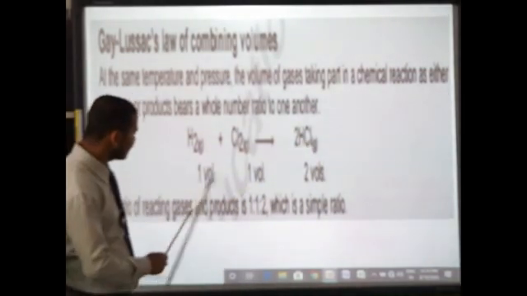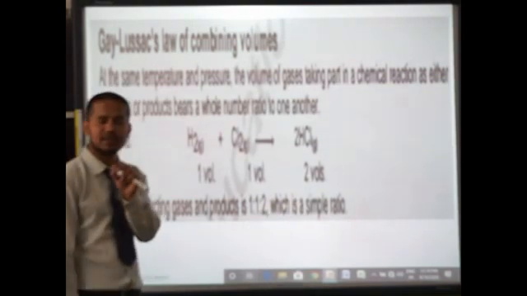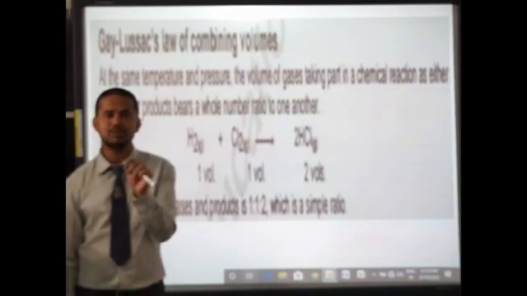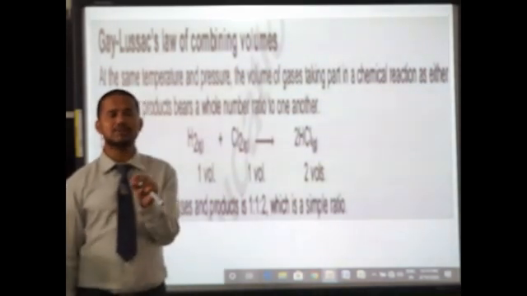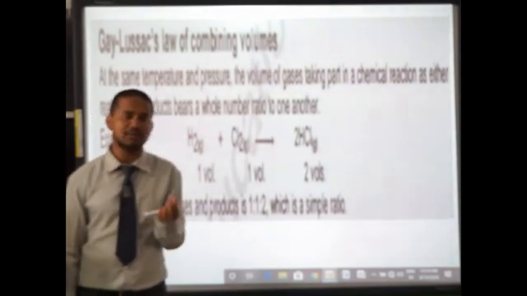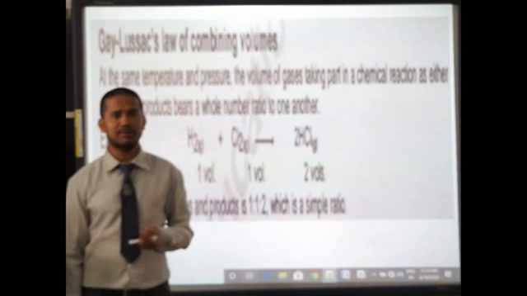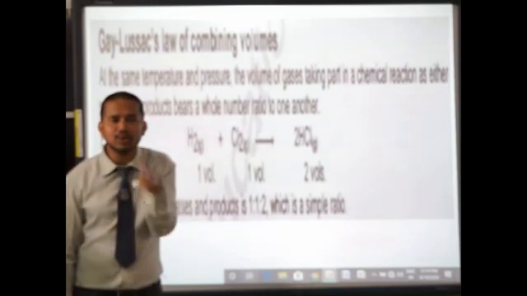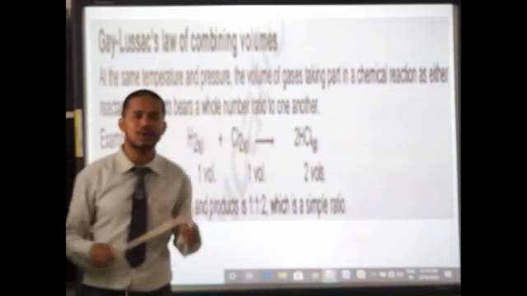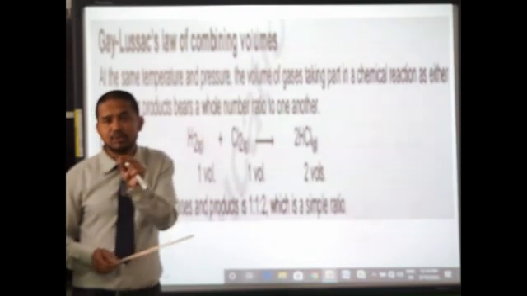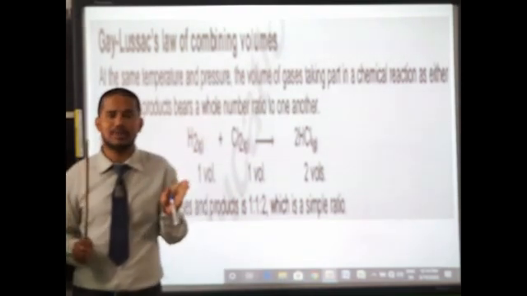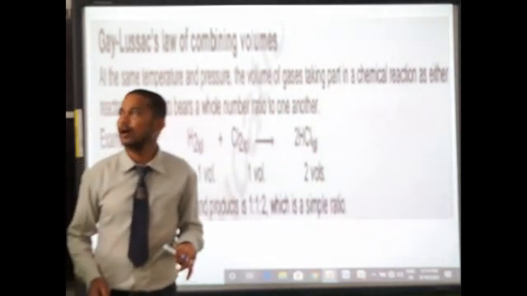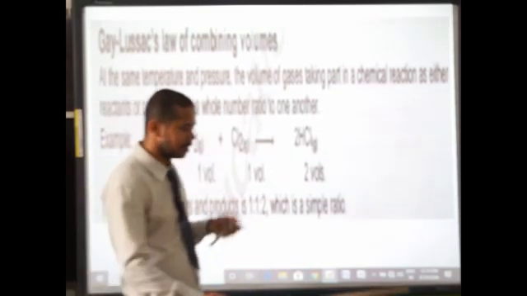So what is the ratio then? 1 is to 1 is to 2. So what is the volume ratio of these gases? 1 is to 1 is to 2. 1 volume of hydrogen gas reacts with 1 volume of chlorine gas to give 2 volume of hydrogen chloride gas. This means they react in such a way that the ratio of the volume of these gases is always a simple whole number, not a fraction.